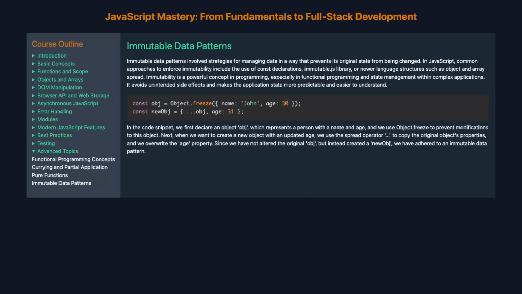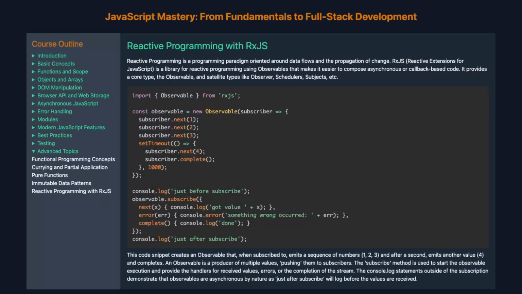In the code snippet, we first declare an object, obj, which represents a person with a name and age, and we use Object.freeze to prevent modifications to this object. Next, when we want to create a new object with an updated age, we use the spread operator to copy the original object's properties, and we overwrite the age property. Since we have not altered the original obj, but instead created a new object, we have adhered to an immutable data pattern.